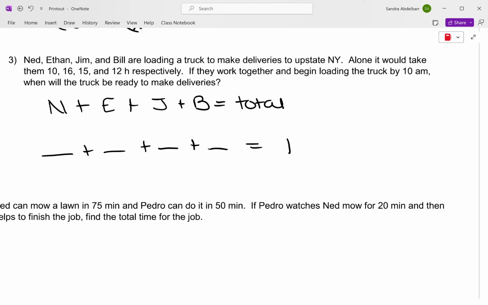So where do the alone times go? Tejas? Denominator. The alone times go in the denominator. What about the time together? Do we know the time together? No. If we don't know the time together, what should we put? X.